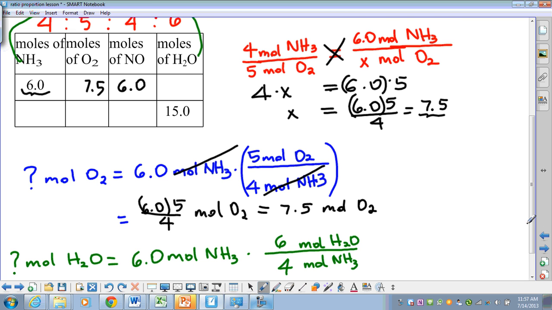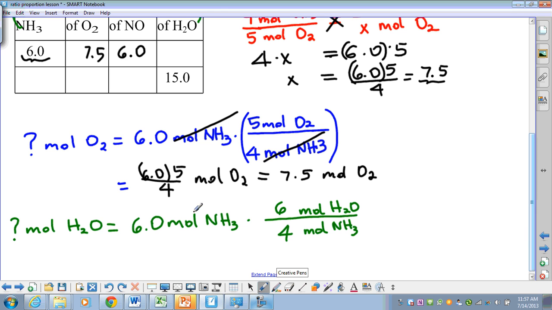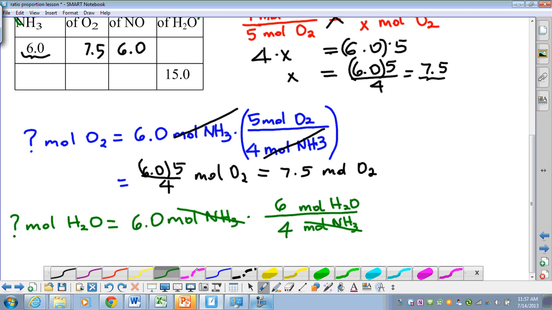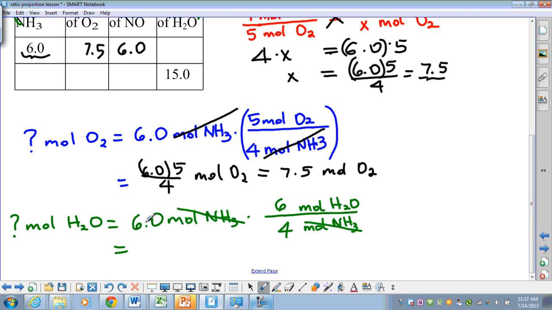And now cancel the similar units. So moles of NH3 from the top can be canceled with moles of NH3 from the bottom, and that will give us our answer. So the answer is 6 times 6 over 4. That will be 36 over 4, or 9, but once again we're going to leave our answers in the given number of significant figures. In this case 6.0 was given, so we'll leave our answer as 9.0 moles of water will be produced.